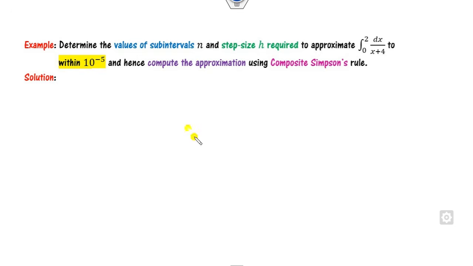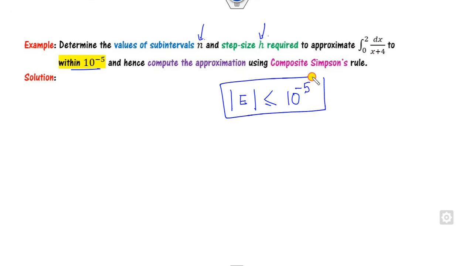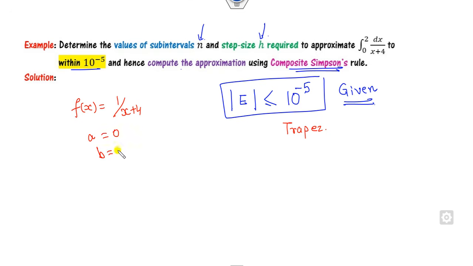I will explain it. Find the interval n, find the value of the h, so that the error is within 10 raised to power minus 5. This is given to you. Fine. And you have to use the composite Simpson rule. The same example we already solved with the help of the trapezoidal rule as well. What is given to you? f(x) is 1 over x plus 4, a is 0, b is 2, h and n are not given to you.